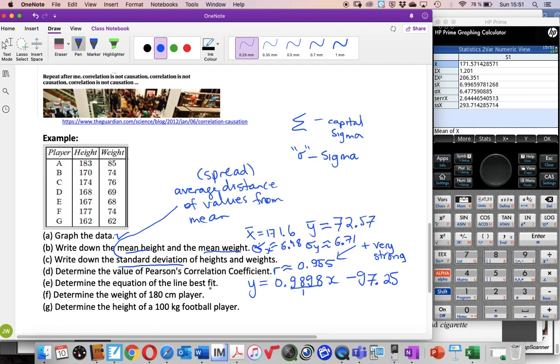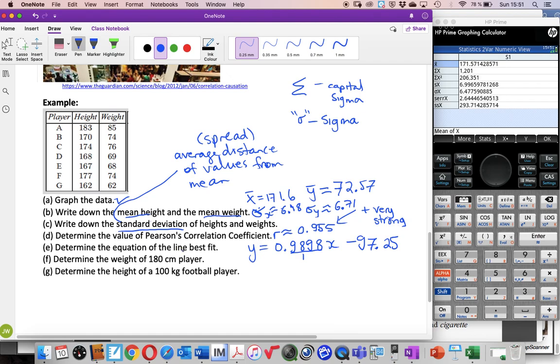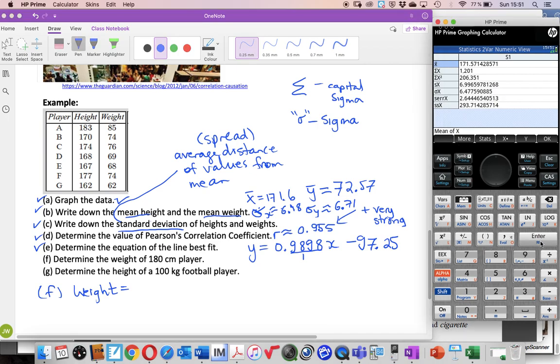And so what we want now is we are asked to determine the equation of best fit. We've done this. And so last two bits, and that is of course to get some values out of this. We're going to do this with a calculator, okay? Something cool that I wanted to show you. Okay, so F, we need the weight. So we're going to get this from our table of values, and we're going to use the equation of best fit, okay?